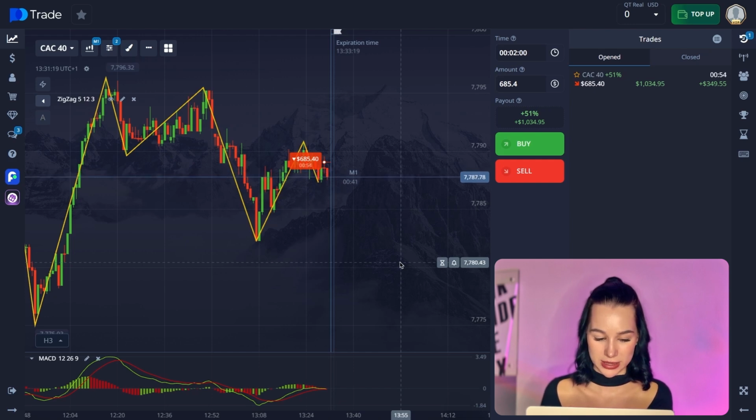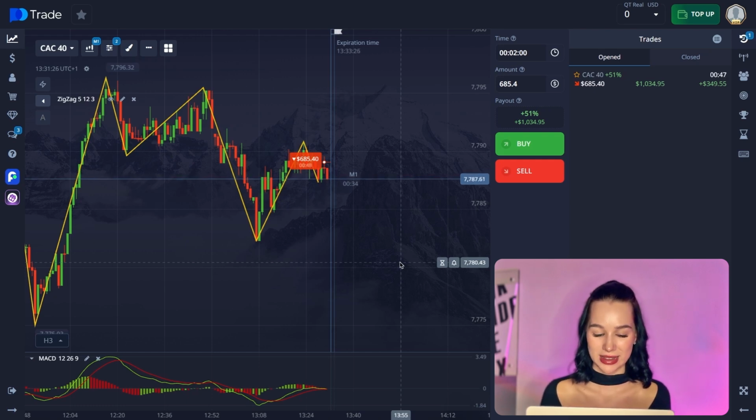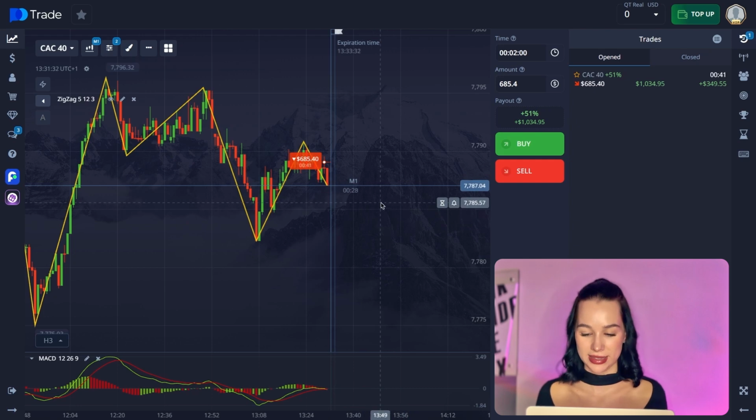Let's wait. It's so scary. Okay, but now it's reversing in a downward direction. So now to think about this, I will also tell you how to trade indices.